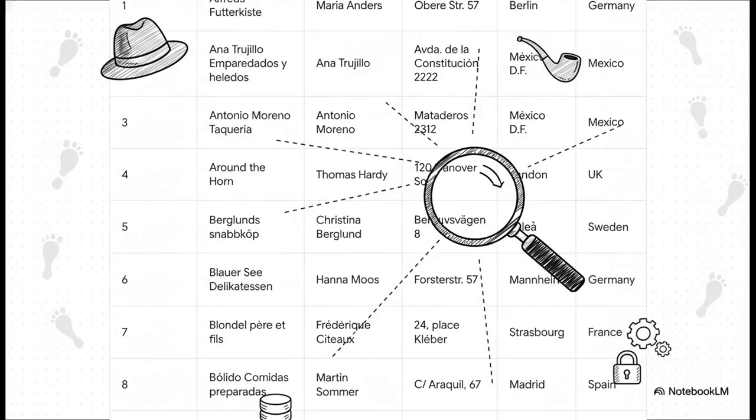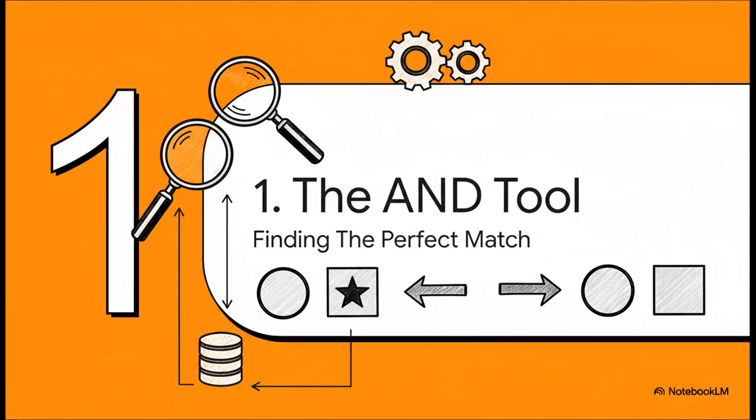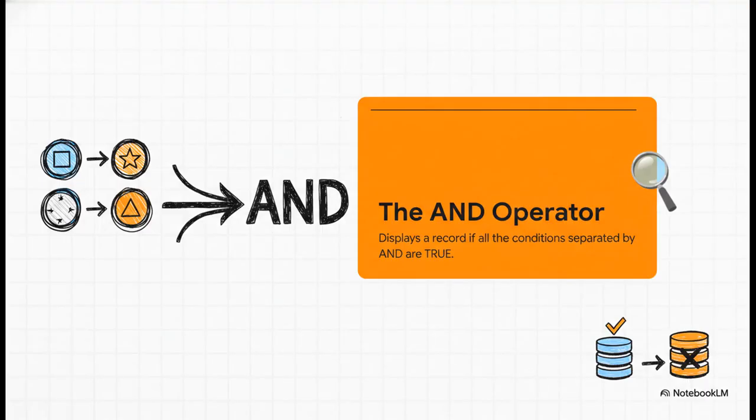Our mission is to become master data detectives and learn how to pull out specific records from this list with surgical precision. Let's start with our first and maybe most important tool. This one's for when you know exactly what you're looking for, and every single detail has to be a perfect match, no exceptions. Meet the AND operator. Think of it as the strictest tool in your entire kit. When you use AND, you're telling the database, hey, only show me a record if it meets condition 1 and condition 2 and condition 3. If even one of those things isn't true, that record gets tossed aside.